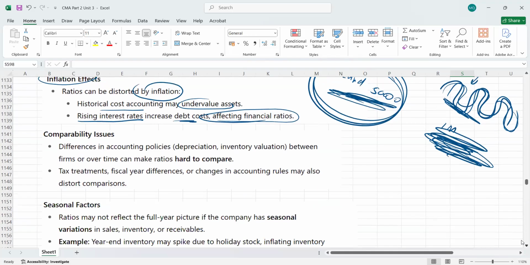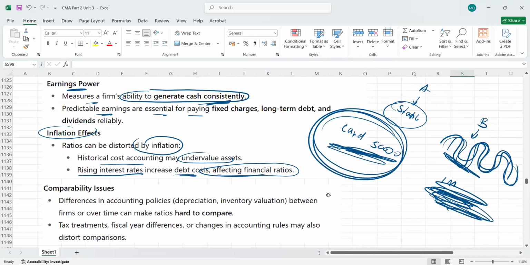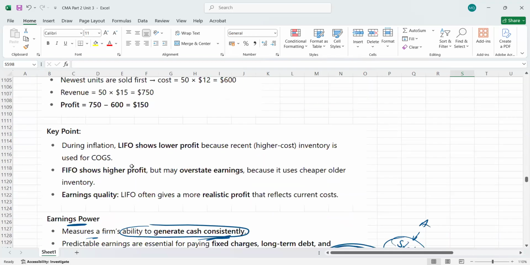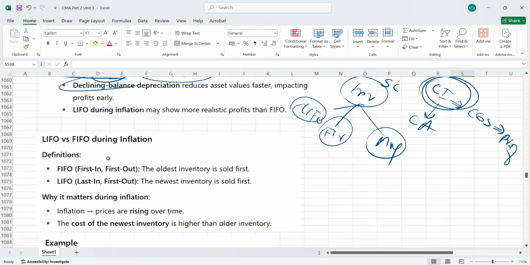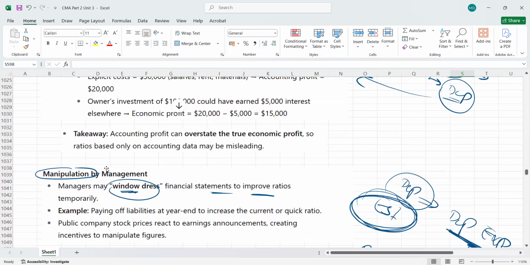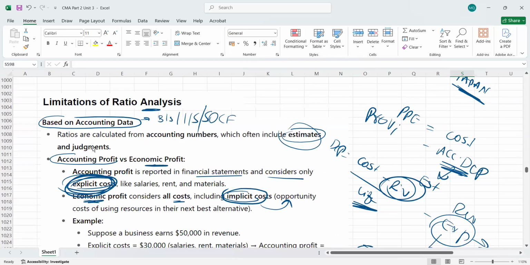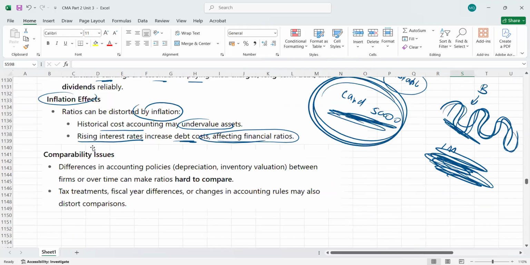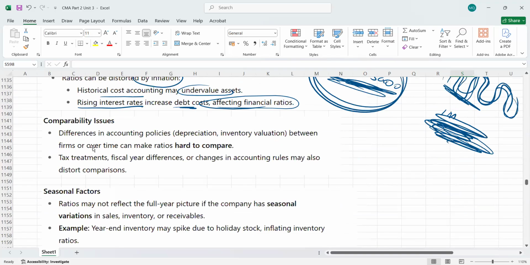Then we got other problems. These are all limitations, I'm telling you: the inflation effect we are ignoring, earning power we need to consider, and we need to consider earning quality also, and manipulation by management also. We are using accounting data. All these are limitations, by the way.